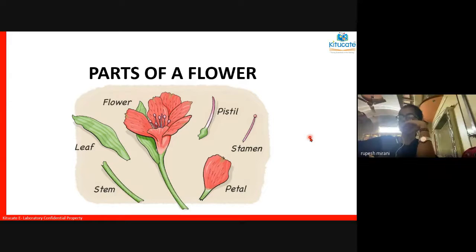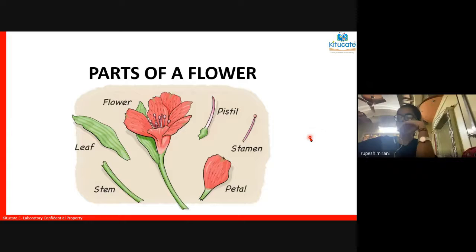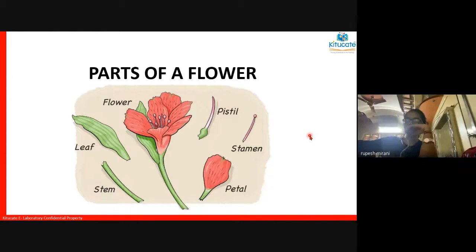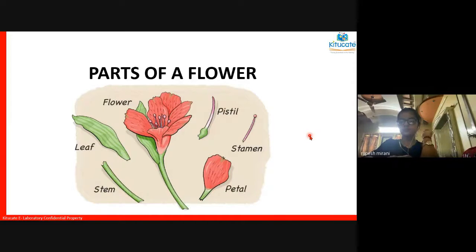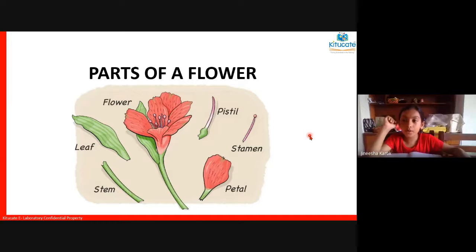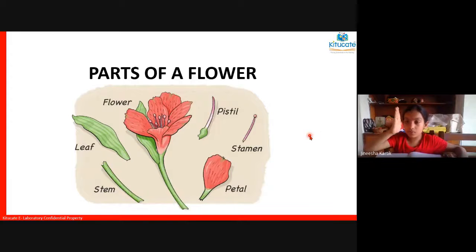Okay. Now one by one, you all are going to tell me what are the functions of every part. Tell me what is the function of the root? We already studied this while making the taproot and fibrous root. What are the functions of the roots? Who remembers? The taproot goes like this.